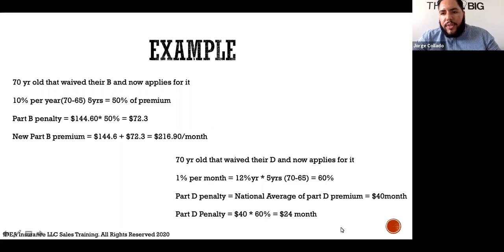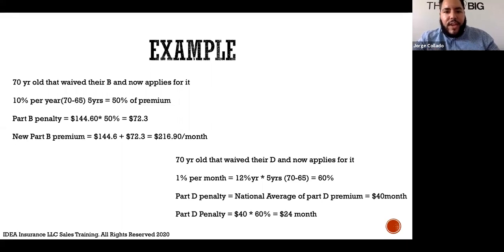So you put them in an Advantage plan, and instead of being zero premium, they get a bill from the insurance company for $24. So make sure if you have a situation like that, before you leave the house, let them know that they might get hit with a late enrollment penalty for not having coverage when they were eligible for it.